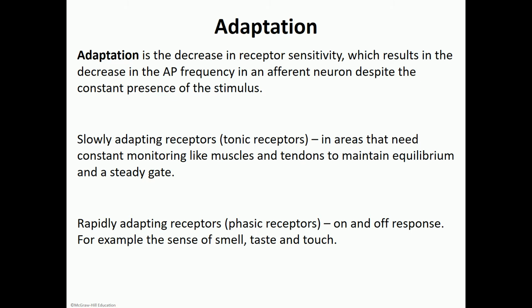Now, adaptation is a process where you keep on stimulating these receptors so much that they stop responding. So adaptation is the decrease in receptor sensitivity, which results in the decrease of the action potential frequency in an afferent neuron, despite the constant presence of a stimulus.